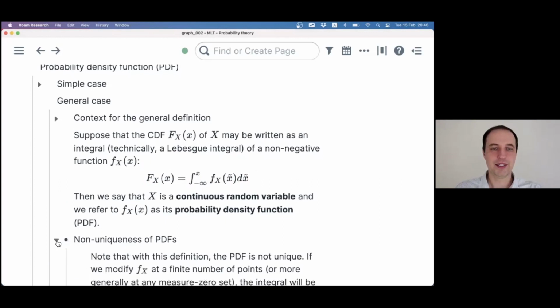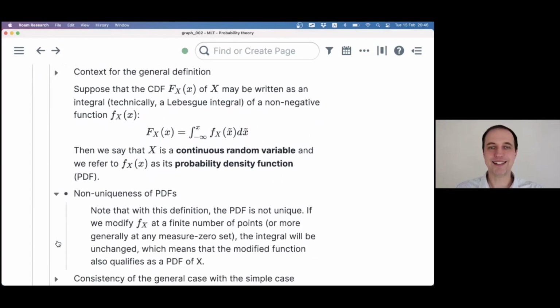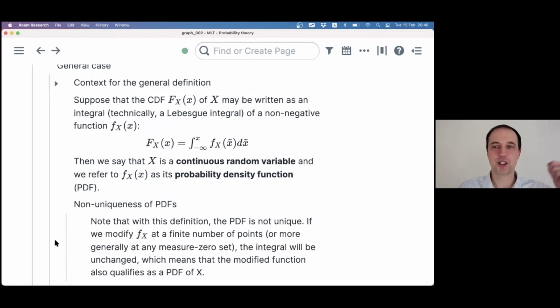So one thing is, if we have this definition, then the PDF is not unique. If you modify the PDF at just one point, then you are not going to change this integral, meaning that you can have multiple candidate probability density functions, and they all can be correct. They all can correspond to the same CDF. So just a quick point.